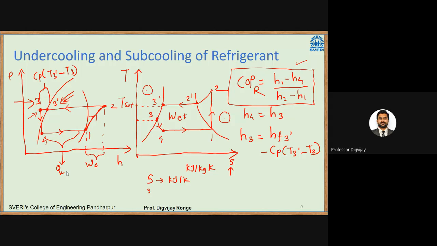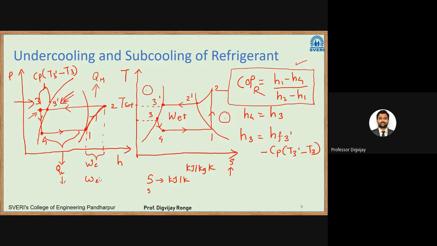So these are the symbols I am using here, QL for refrigeration capacity. You may find different symbols in different books, so don't get confused, because these symbols are not standard. But just remember the concept. QL stands for, in our case, refrigeration capacity. If I say QH, QH will be heat rejected to the atmosphere. WC is the compressor work. If I take WE, that will be expander work.